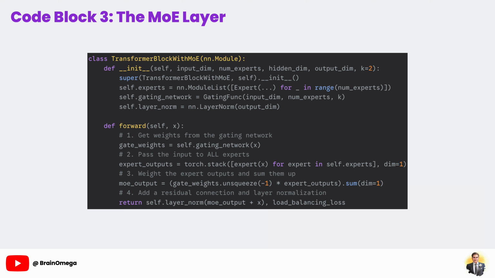Second, we pass the input X to all experts and stack their outputs into a single tensor. This might seem inefficient, but on modern hardware, running these small, identical operations in parallel is very fast. Third, we perform the core MoE operation. We multiply the expert outputs by their corresponding gate weights. Since the weights for non-selected experts are 0, their outputs are effectively nullified. We then sum the weighted outputs to get our final MoE output.